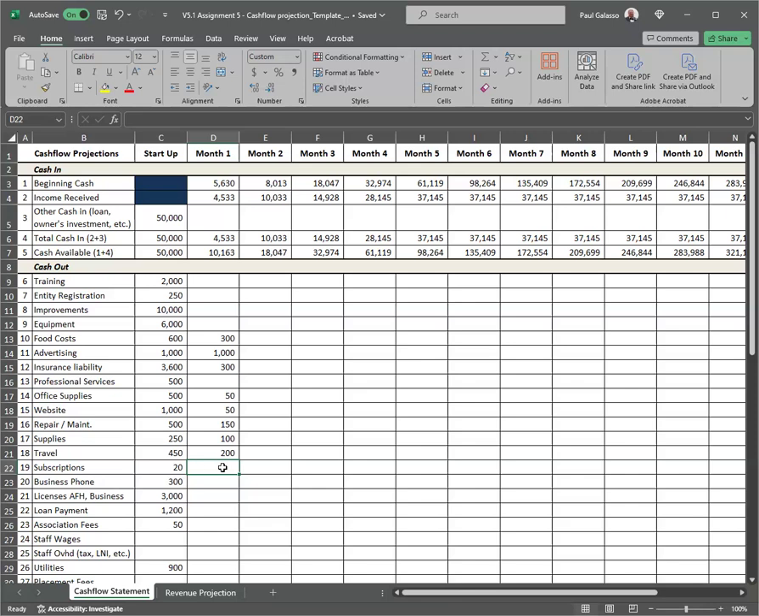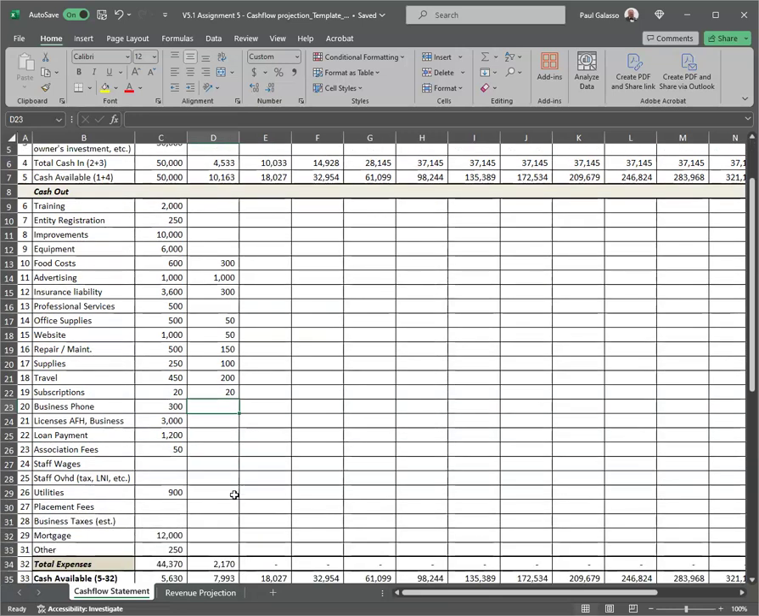Now, the next one is subscriptions. Again, just like we talked about when we were doing the startup, the subscriptions would be anything that you have to pay, like magazine subscriptions or anything like that, newspaper if you want to have a newspaper. Also, things like online streaming channels like Netflix or Hulu or any of those. I'm going to go ahead and just continue with $20 a month. That way we're covered.